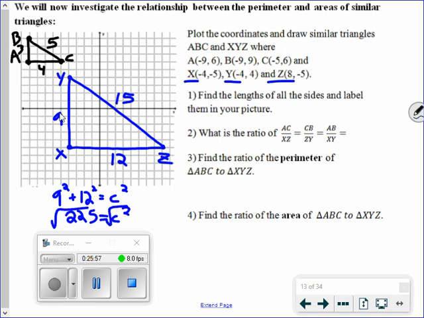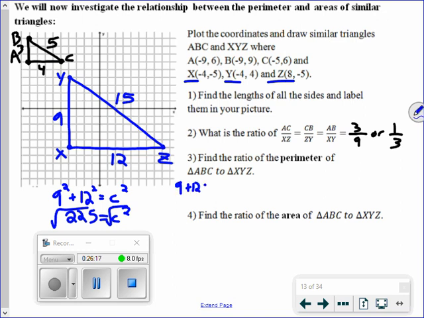Okay, so we have to be careful. They want the ratio. They put the smaller triangle on the top and the bigger on the bottom. So 3 over 9 could work. It ends up being 1/3 or 0.3 repeating. Okay, so they want the ratio of the perimeters. So we've got to add up the perimeters.